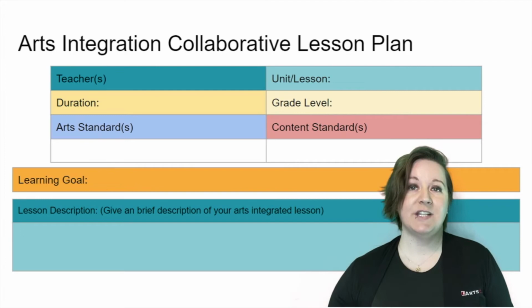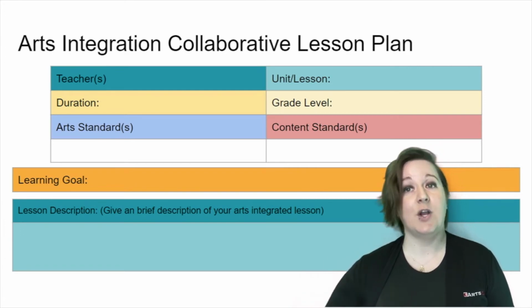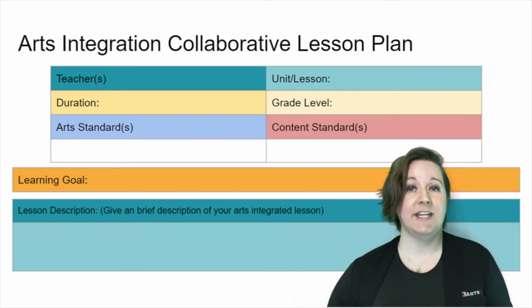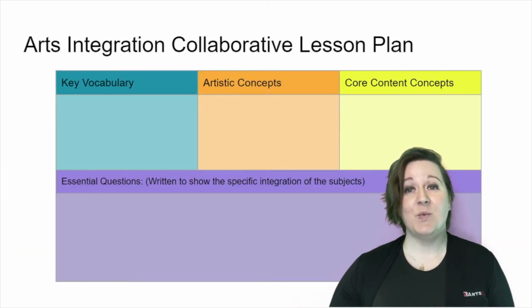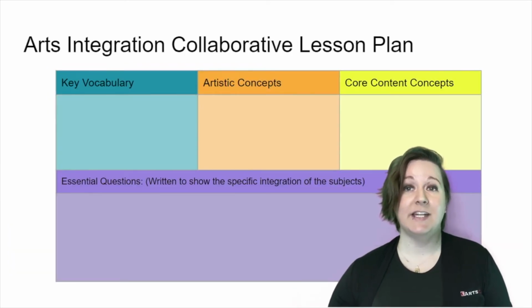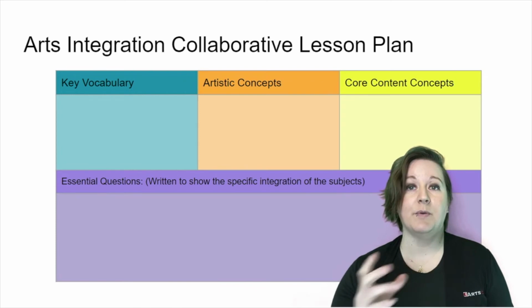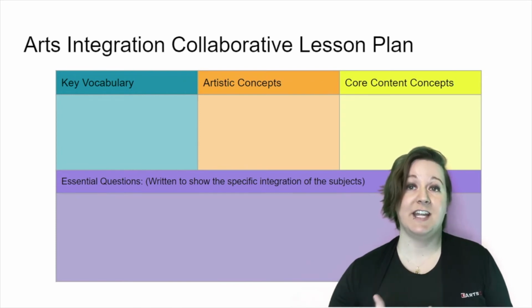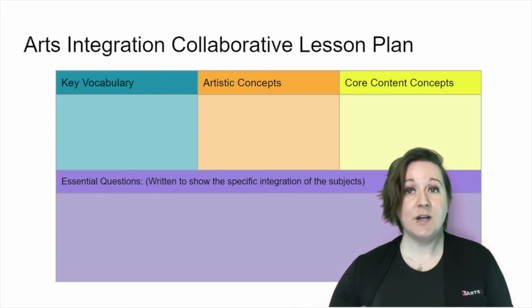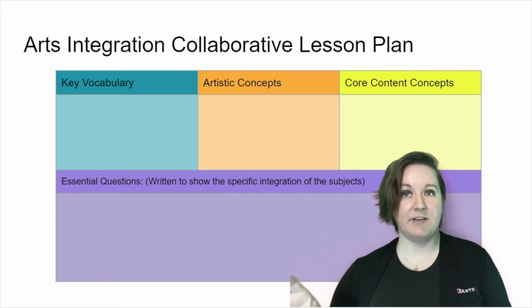We worked together to develop the lesson description, giving the students and ourselves an overview of what was going to take place. The next section, we can break down key vocabulary in the content and in the arts. So the key vocabulary can be less specific vocabulary that incorporates some of the art and some of the content together. The artistic concepts are exclusively what art concepts are going to be taught, and the core content concepts and skills would be specific to the scientific model.